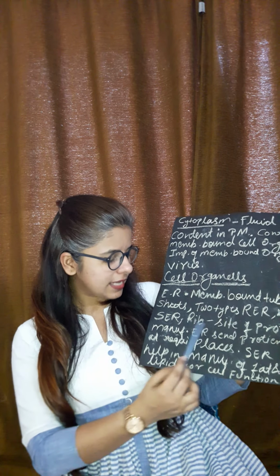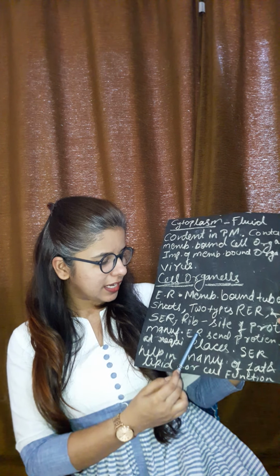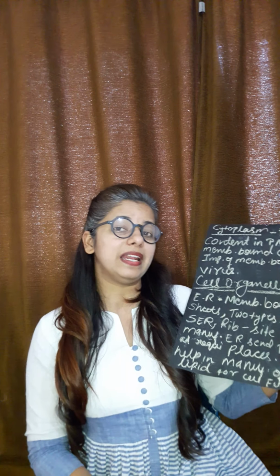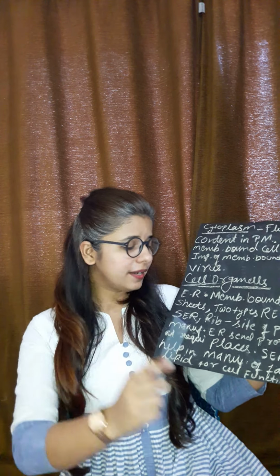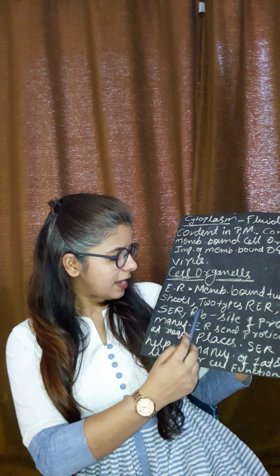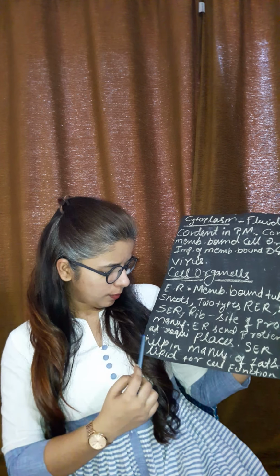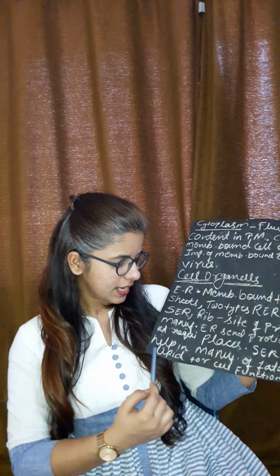When the ribosome synthesizes the protein, the endoplasmic reticulum will send that protein material to the different required places inside the cell. This is done by the ribosomes on the endoplasmic reticulum. Now what is done by the smooth endoplasmic reticulum? It helps in the manufacture of fats and lipids for cell function. Fats and lipids are very important nutrients. They are synthesized by the smooth endoplasmic reticulum, and they are very important for the functioning of the cell.